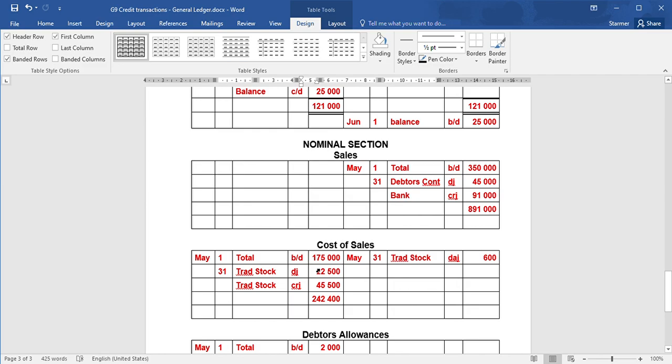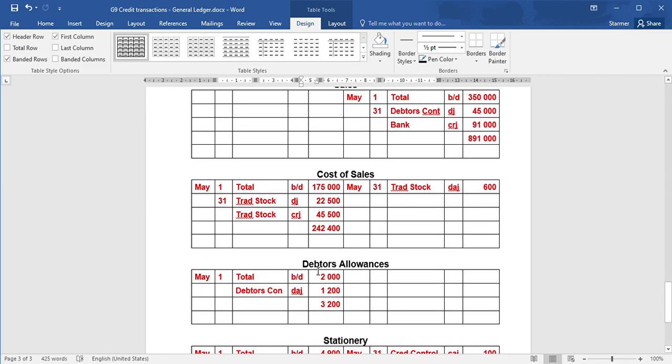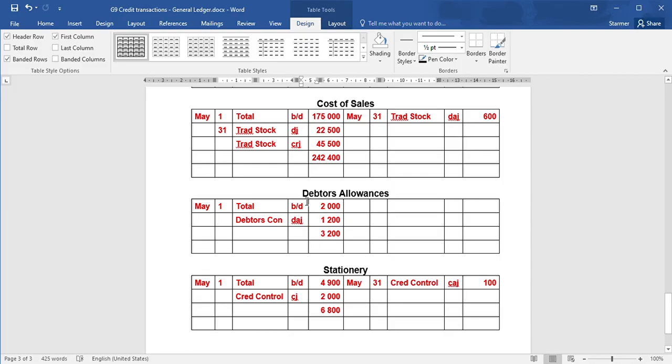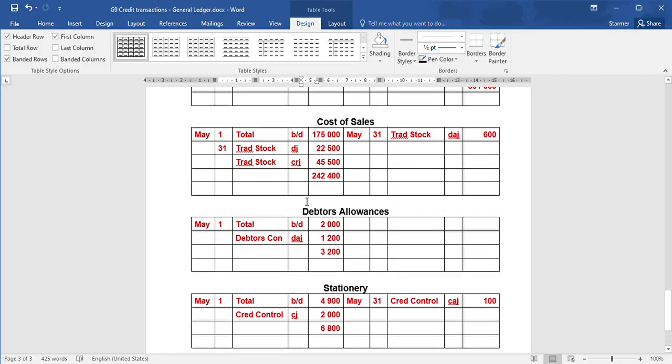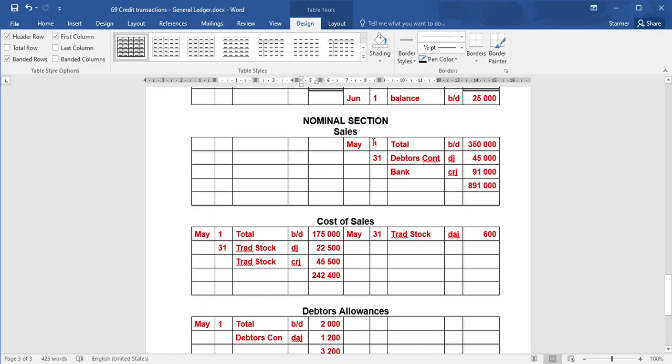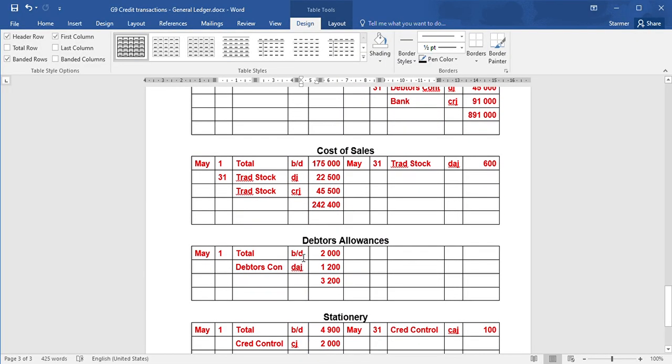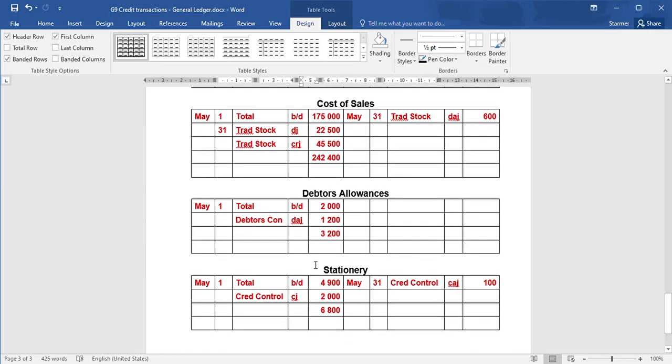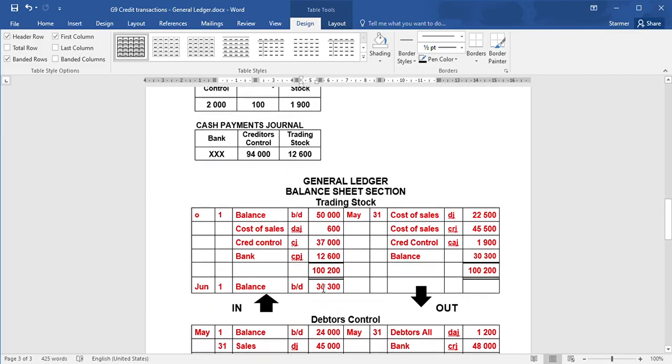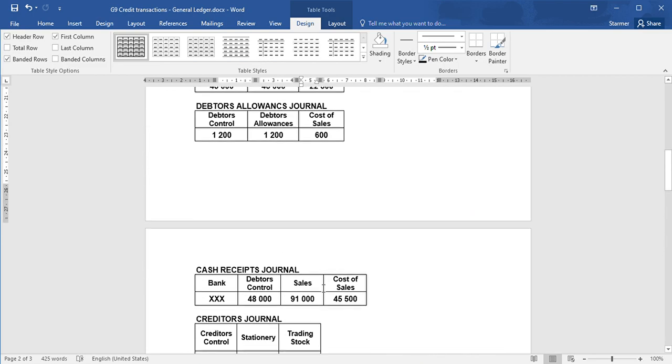Then we have cost of sales, which is an expense, plus minus. Total there is 175,000, and debtors allowances I told you is negative income. So if income sales is minus plus here, debtors allowances will be opposite, so it will be plus minus, and that will be the total of debtors allowances over here. And then the last account we're doing is stationery, and that's an expense, so it's plus minus, so the balance is on the debit side of the account. Okay, now we're going to post journal by journal to these various ledger accounts.